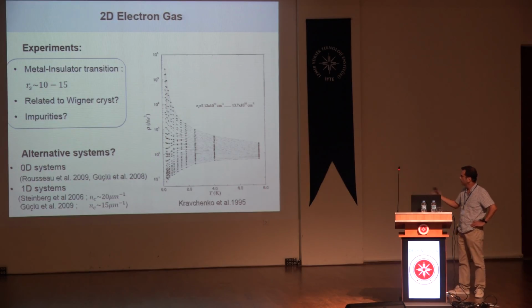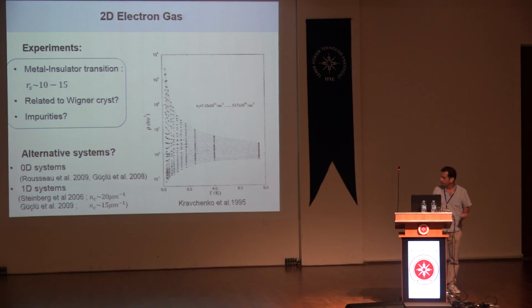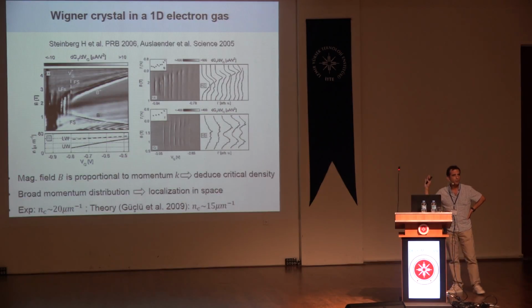So later people started looking at alternative systems, quantum dots, zero-dimensional systems, and also one-dimensional systems. So I want to briefly talk about this 1D system. Again, these are semiconductor structures, not graphene yet.